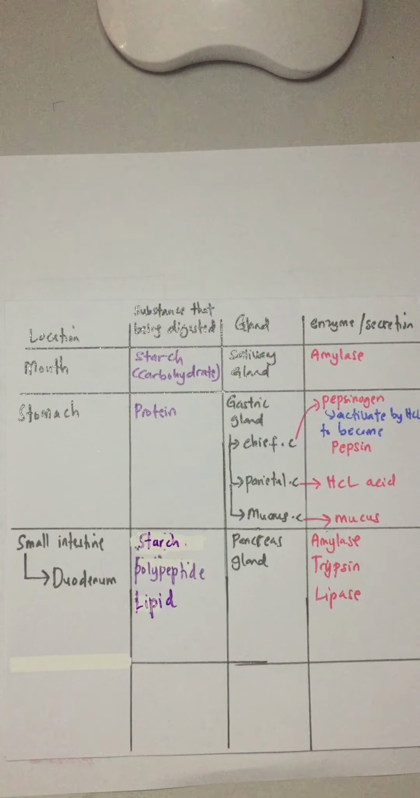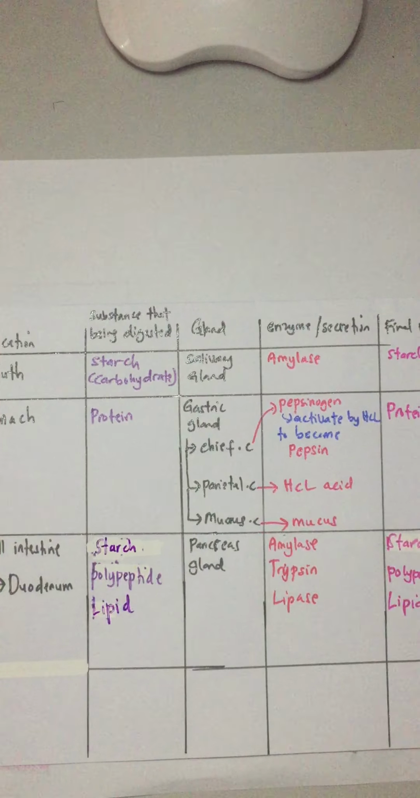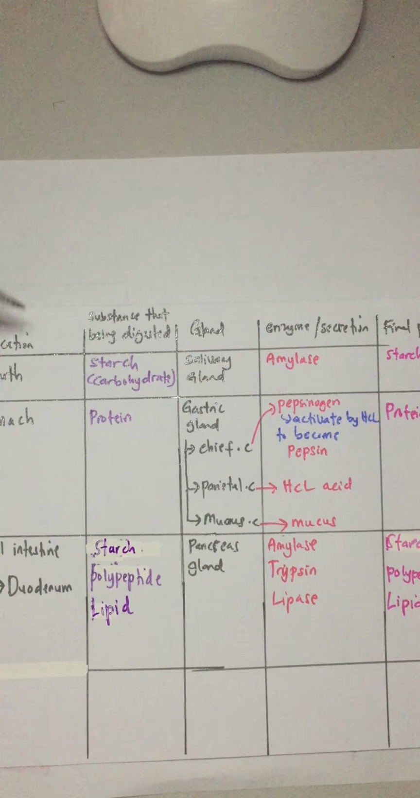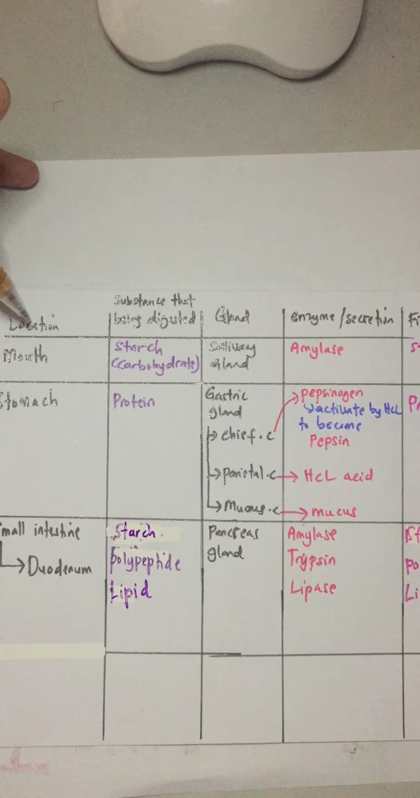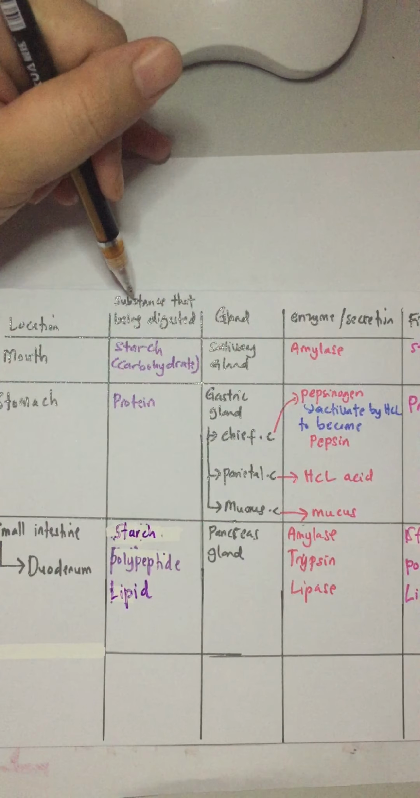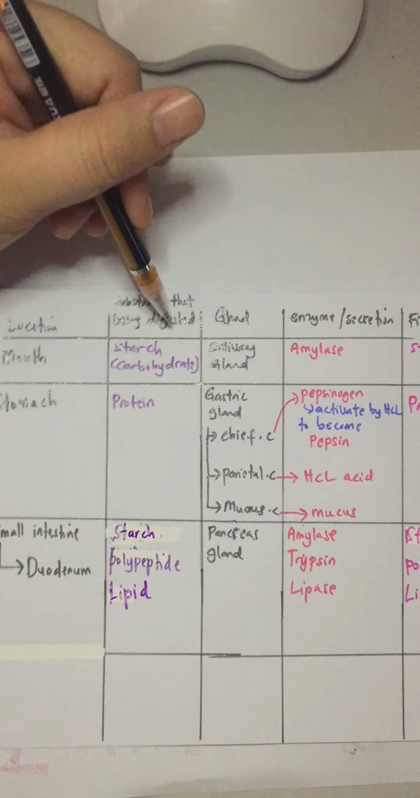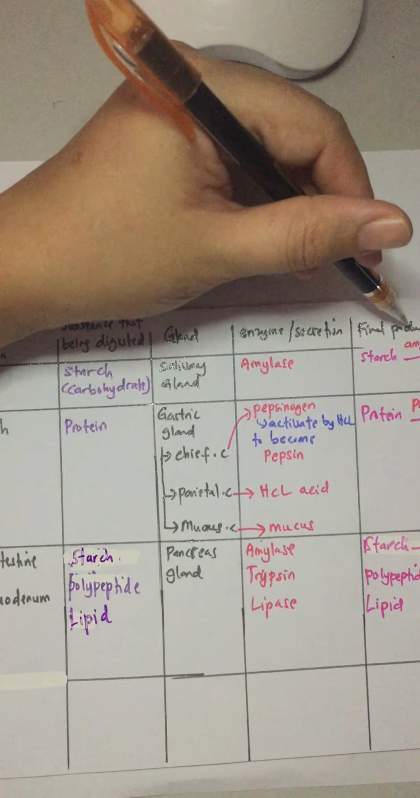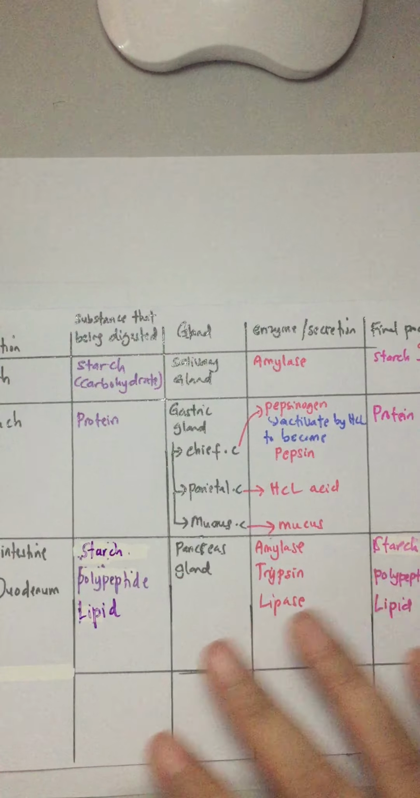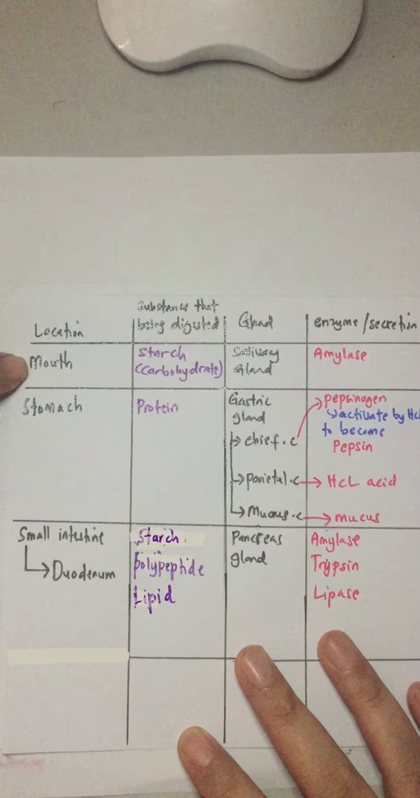Okay, so for today I'm going to make a video explaining about the digestions in mouth, stomach and the small intestine. Okay, so for starting, I organize all the informations in the form of table. So we make a table with the title, location, substance that being digested, glands, enzyme or secretion, and the final product. So we go one by one first, and the first one we start with mouth.